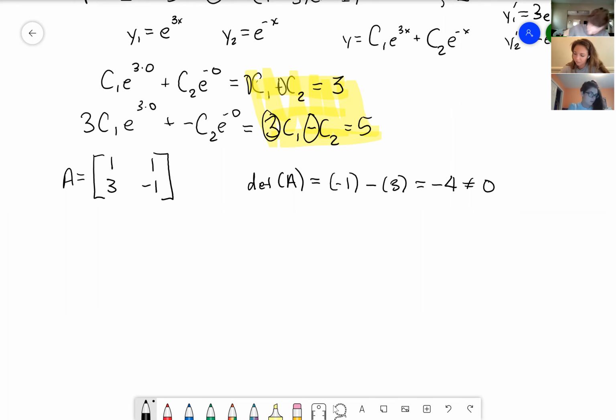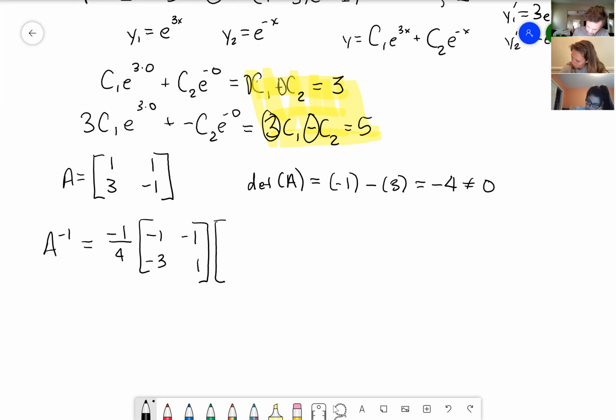Okay. Anyway, we have the determinant not equal to 0. That tells us that we definitely have a solution, and so we'll just find the solution. Like I said, I could do this with any method that I wanted, but I'm going to do it using the inverse. The inverse is going to be 1 over the determinant of A, so that's negative 1/4 times, I'll just swap the diagonal and make the off-diagonal entries multiplied by negative 1. And then I multiply this by my right-hand side, which was 3, 5.